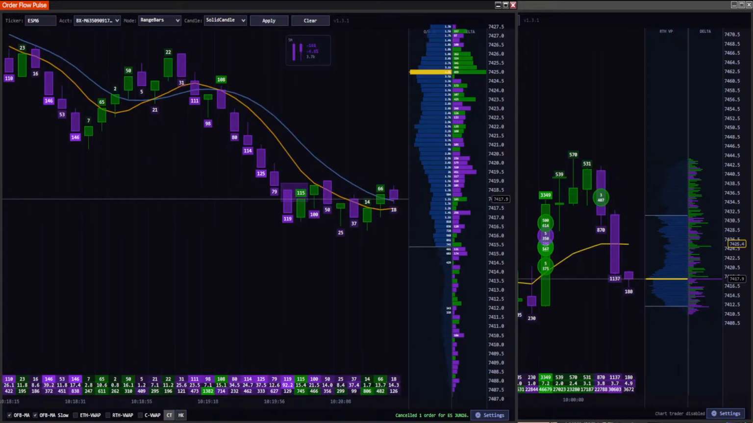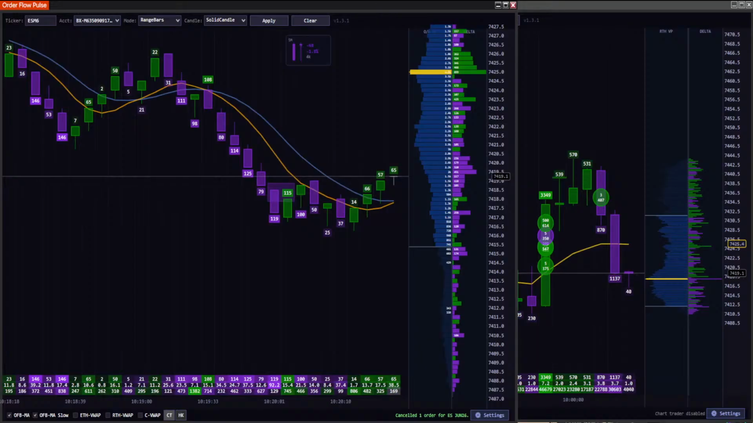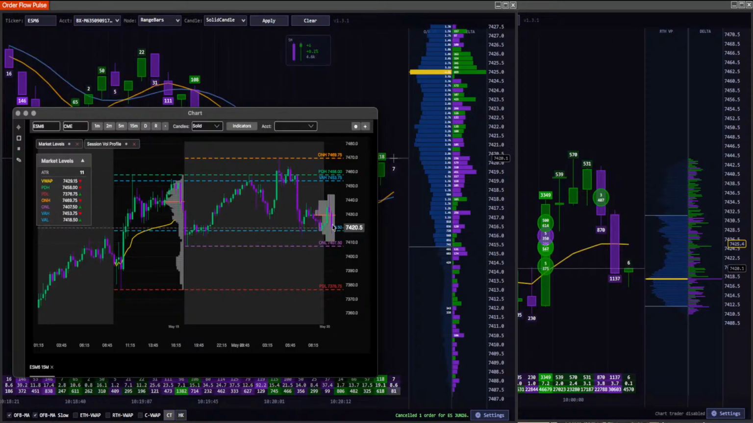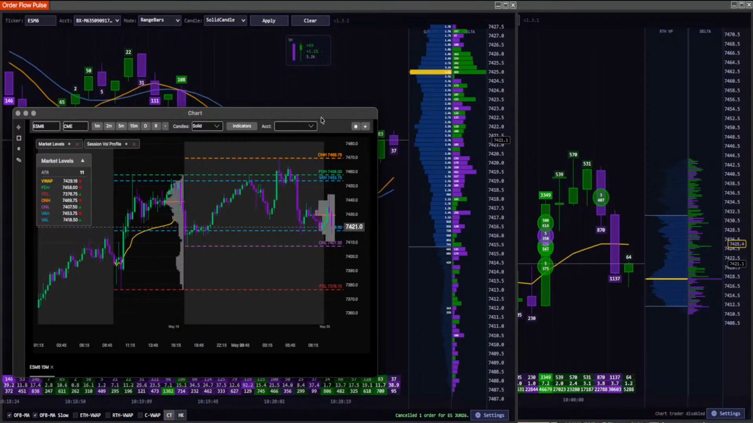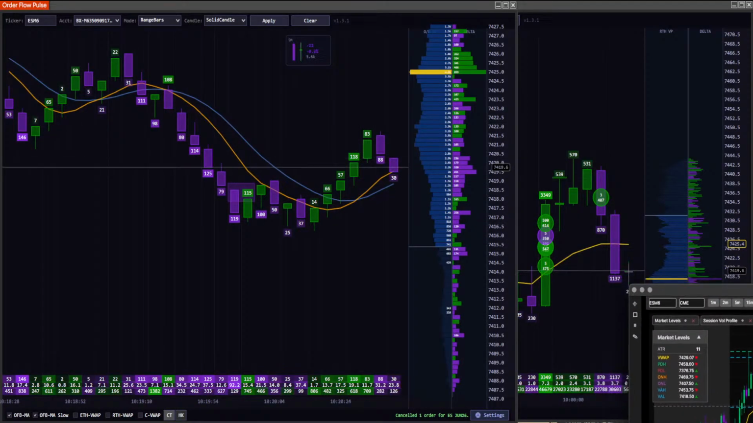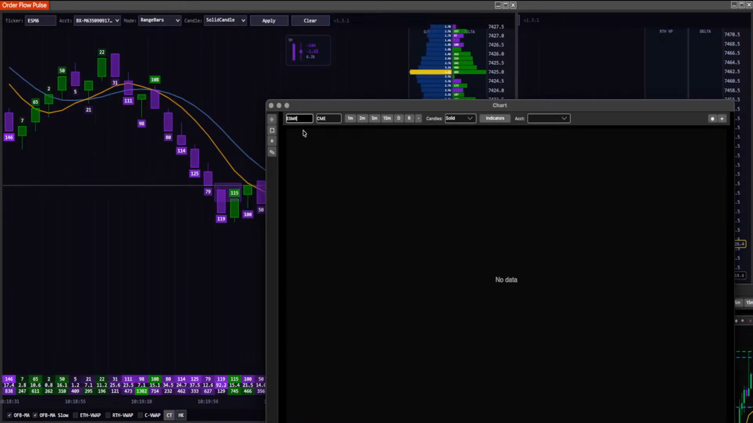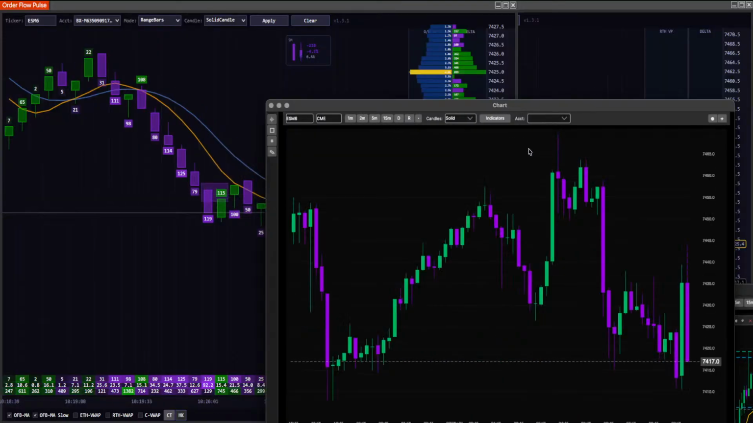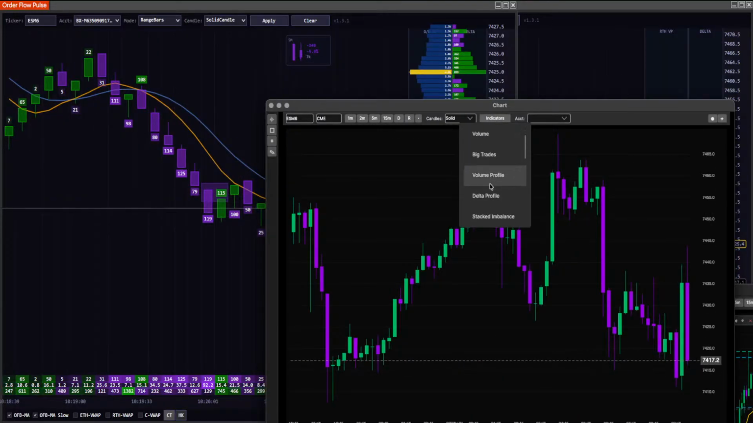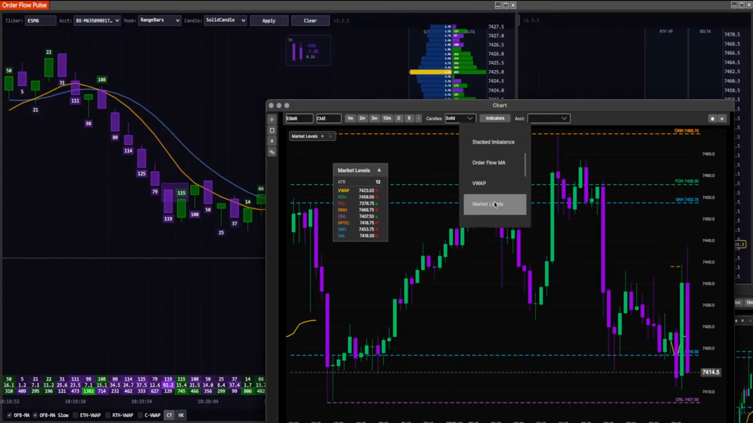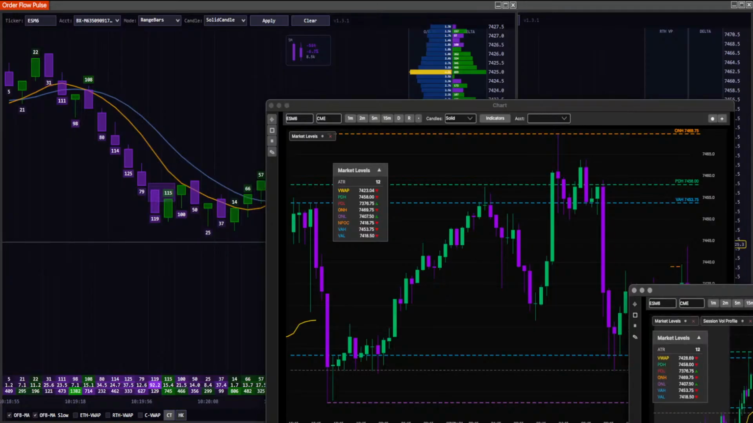You've got to be careful. We're down at yesterday's value area low. Remember those numbers that I talked about earlier? We're down here at the value area low.